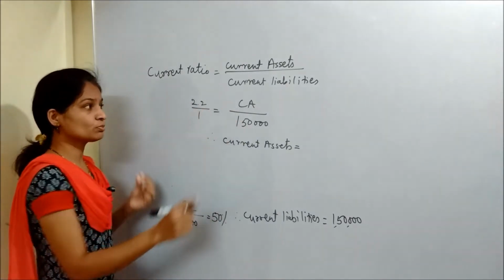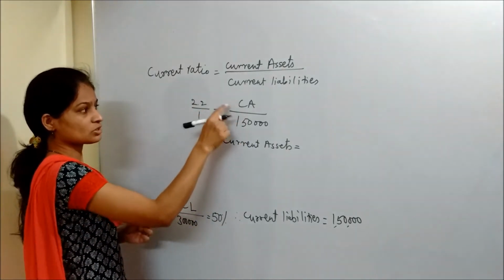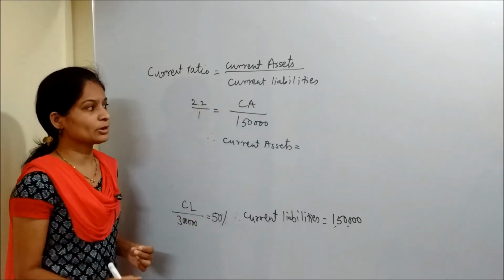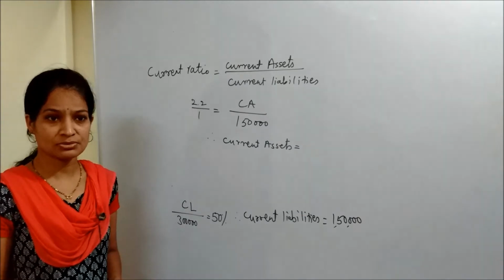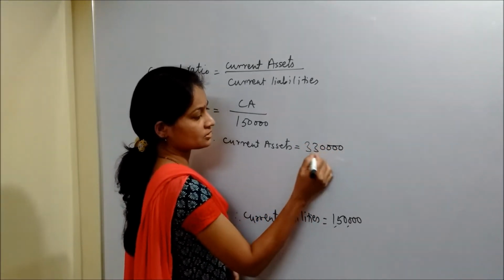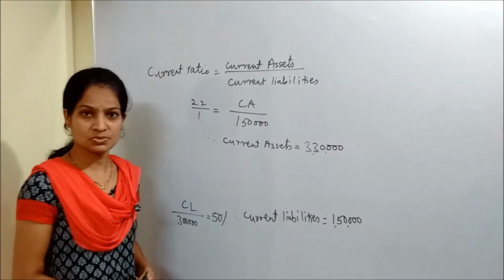1,50,000 into 2.2, current assets. Now cross multiplication will be performed. So current assets equals 2.2 into 1,50,000. The answer comes to 3,30,000. This is how we have found out current assets as well.